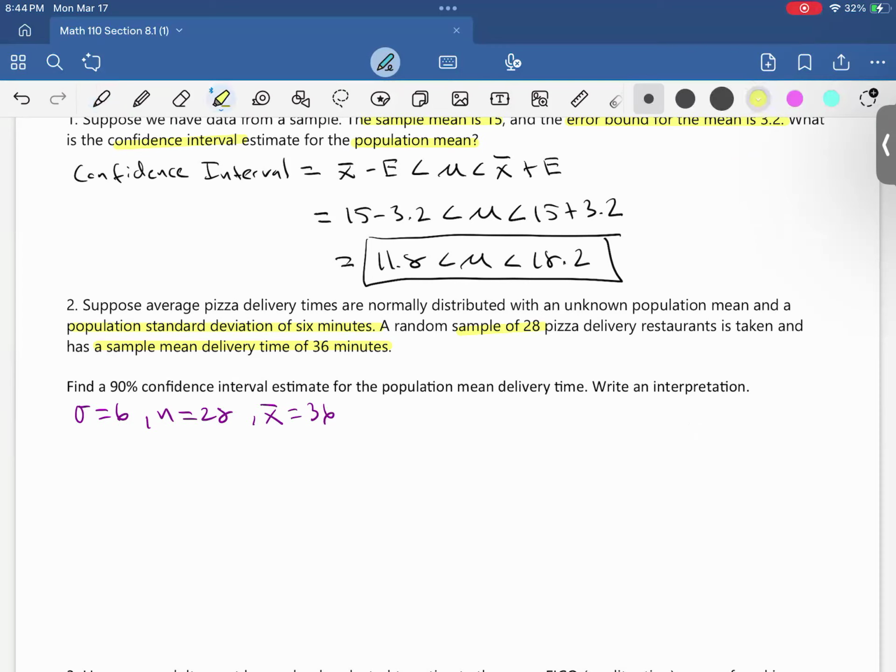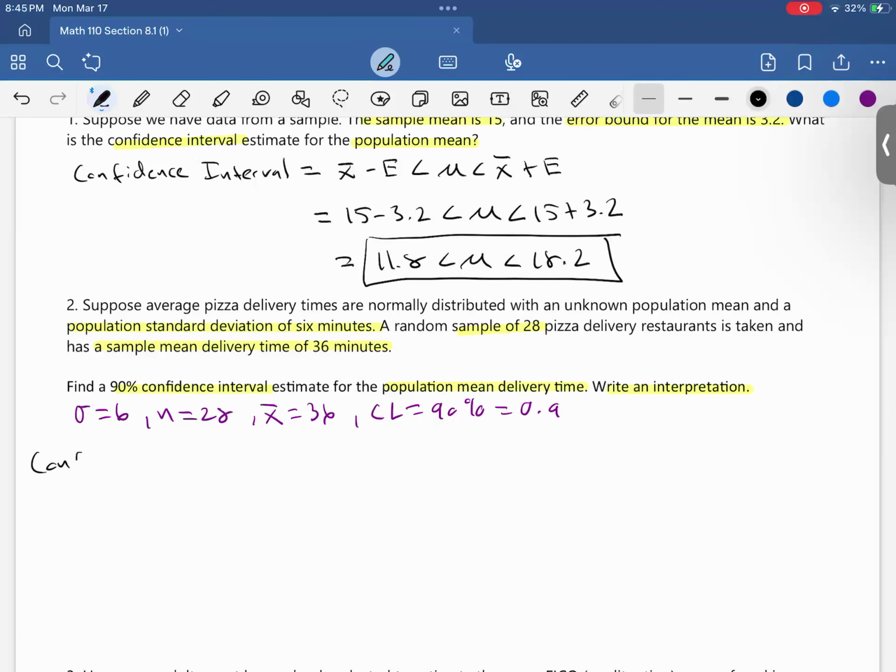And we want to find a 90% confidence interval. So our confidence level is 90%. And we turn that into a decimal. And we're trying to find a population mean delivery time. And lastly, right, an interpretation. So we have our population standard deviation, our sample mean, and a confidence level.